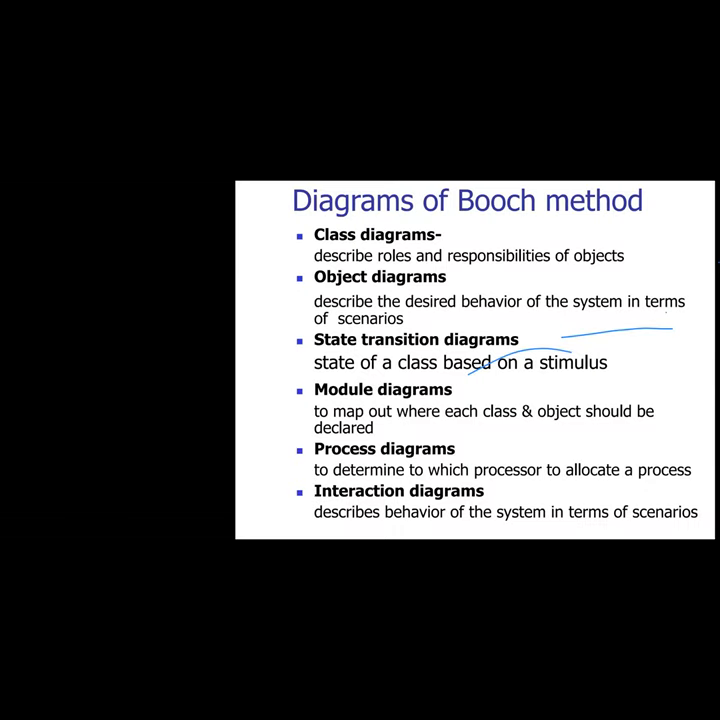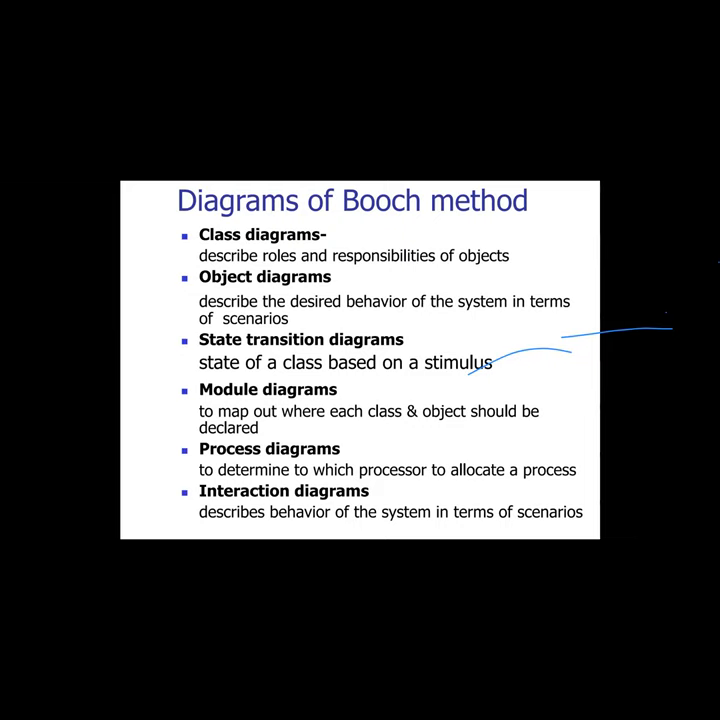The following diagrams, which we are using in UML, are the class diagram, object diagram, state transition diagrams, module diagrams, process diagrams, and interaction diagrams. We already discussed that there are 9 diagrams in UML. Except for these diagrams, using class, object, state transition, and module notations, this is the Booch methodology.